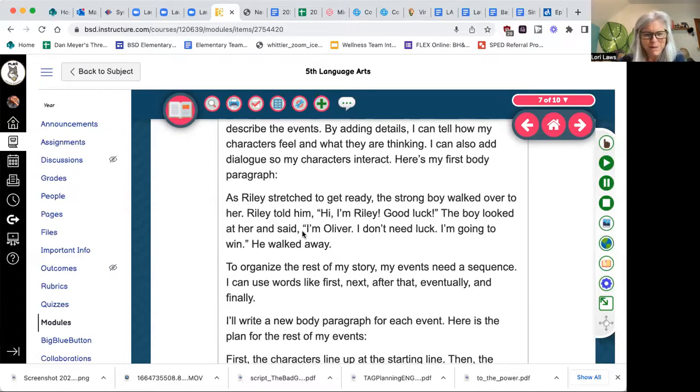This is incorrect punctuation because it needs to have somebody else talking as a new paragraph. "I don't need luck. I'm going to win." He walked away. To organize the rest of the story, my events need a sequence.